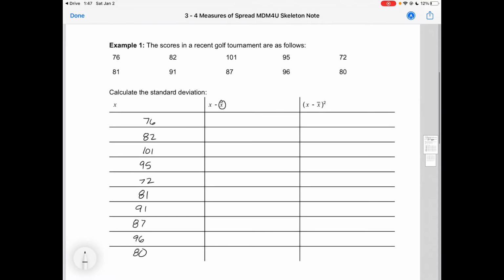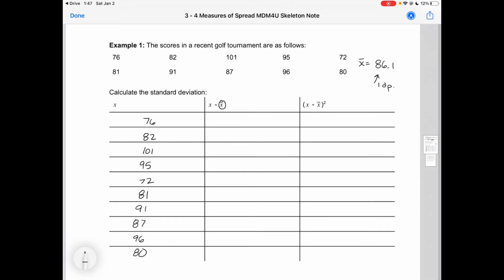Before we complete the second column, we need to figure out what our mean is. So this is something that you don't really need to show a lot of work for. You can just do it on your calculator. So we know that x bar is going to be the sum of our data values divided by the number of our data points. And when you do this, you should get 86.1. When you're calculating the mean, you always want to calculate to one decimal place, okay?